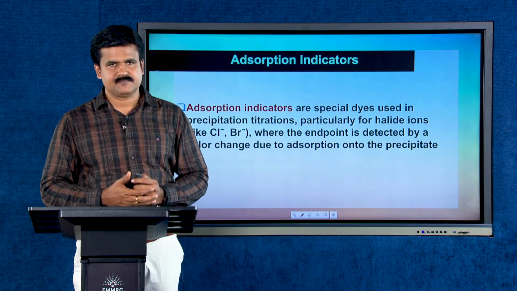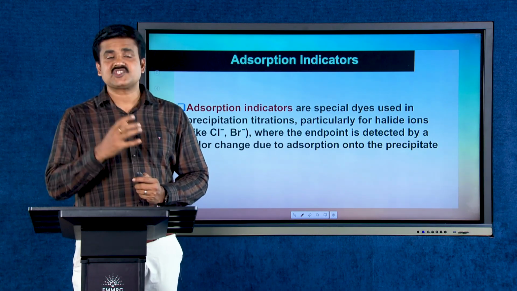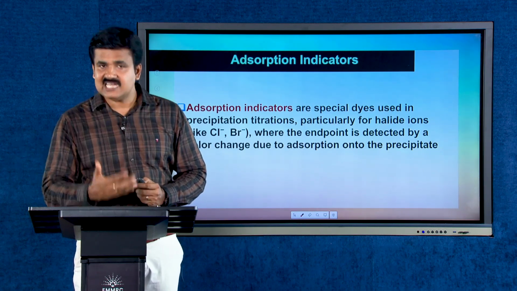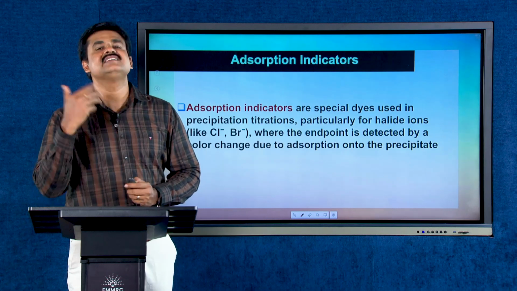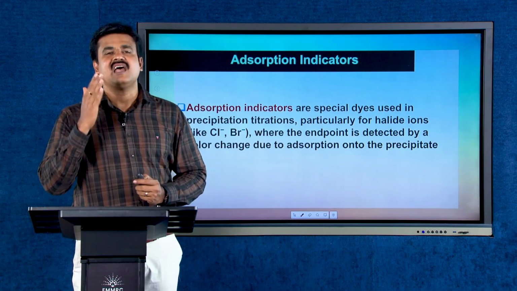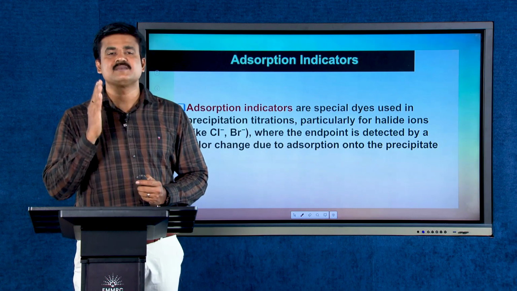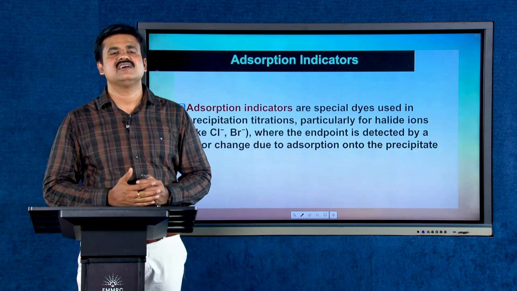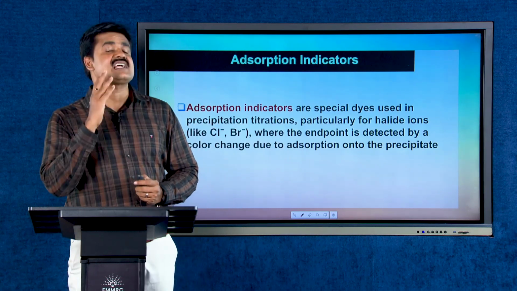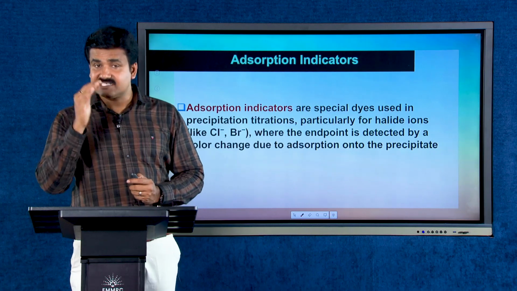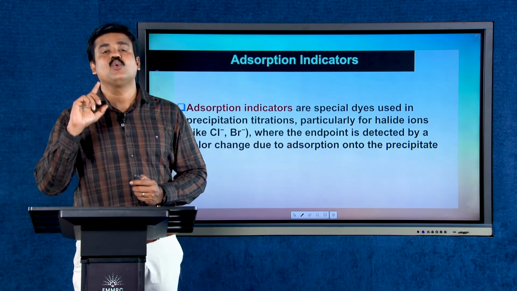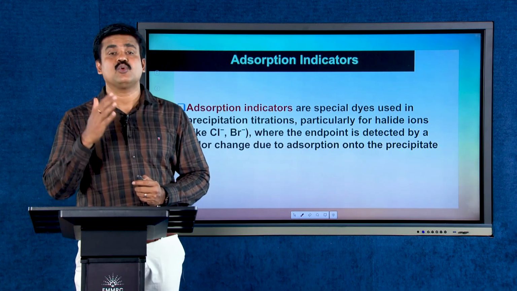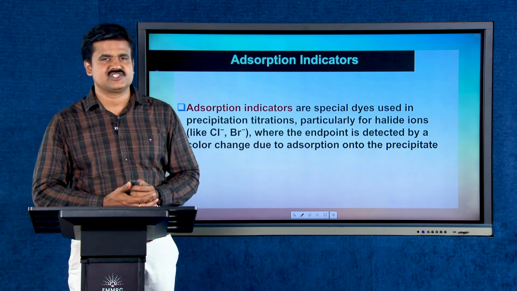In this circumstance, at the end point, adsorption of this indicator on the surface of the precipitate occurs, and that specific adsorption leads to a color change. So, you can identify the end point in a precipitation reaction by using a category of dyes. They are nothing but adsorption indicators. They show the color change because of the specific adsorption of that indicator onto the surface of the precipitate during the completion of the reaction, or at the equivalent or end point of the reaction.